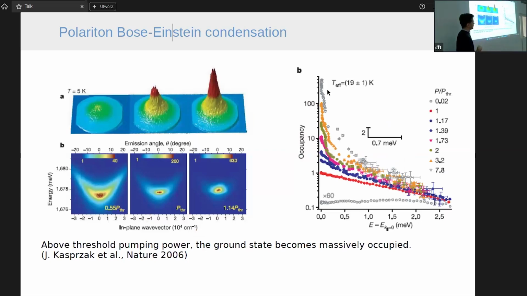Okay, so this is in 2006. It was maybe not the first observation, but the first very clear observation of Bose-Einstein condensation. What you can see here is that if you increase the pumping, so increase the density of polaritons, at some point these polaritons accumulate in the lowest state. These are actually images in momentum space, not real space, but the effect is the same. But of course, it's a dynamical equilibrium rather than static.